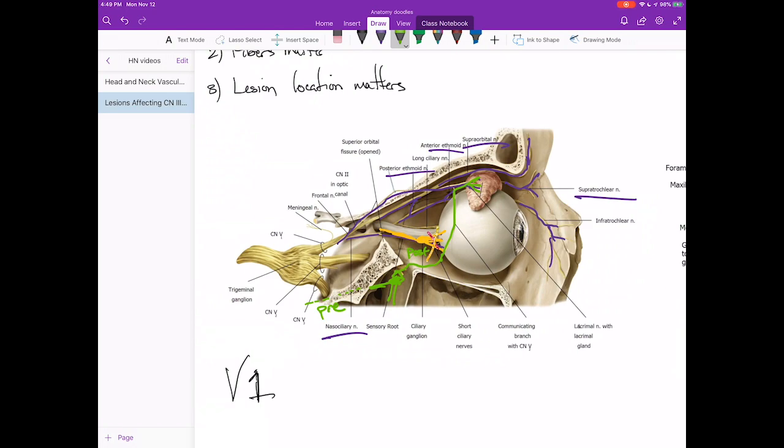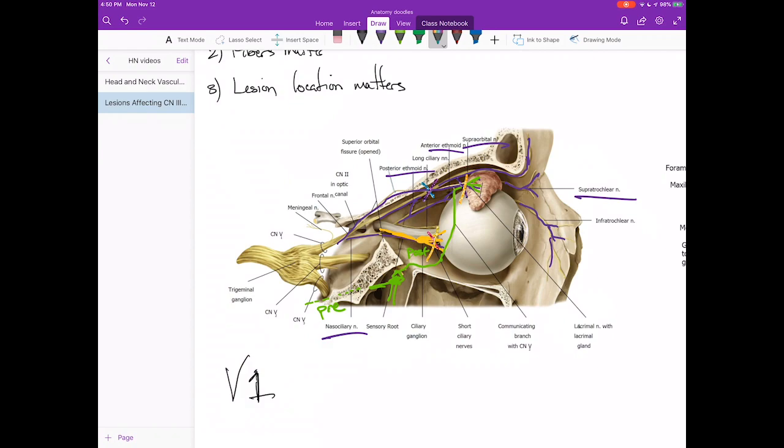Well, if a lesion of cranial nerve 5 to the lacrimal gland occurs here, that is only going to affect sensory fibers from the lacrimal gland going back to the brain. Cranial nerve 7 doesn't hop on until later, distal to that point. So I would need to have a lesion here in order to knock out the visceral motor fibers to the lacrimal gland and sensation from that gland.